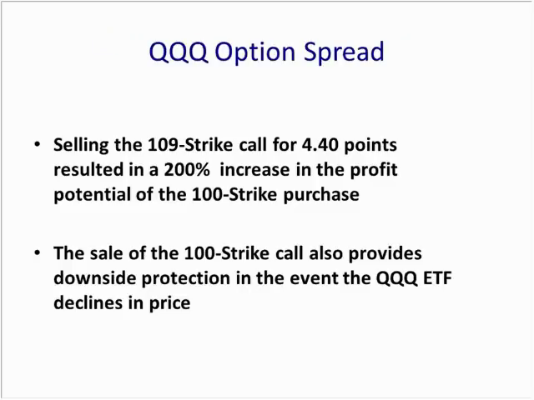Now, selling the 109 strike call for 440 resulted in a 200% increase in the existing profit potential of the 100 strike purchase. So again, when we sell option premium, cash is credited to our brokerage account, and in this example, it increased the profit potential of the existing call purchase, the 100 strike call purchase, by 200%. And of course, the sale of the 100 strike call also provides downside protection, as that short call will profit if the ETF goes down in price.